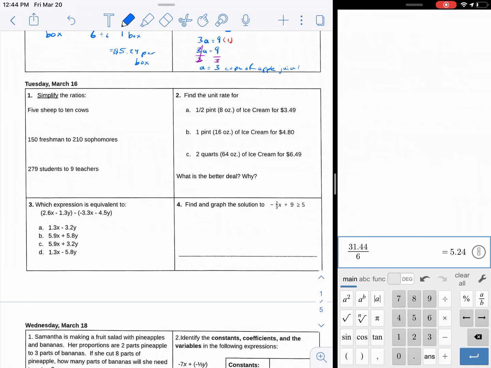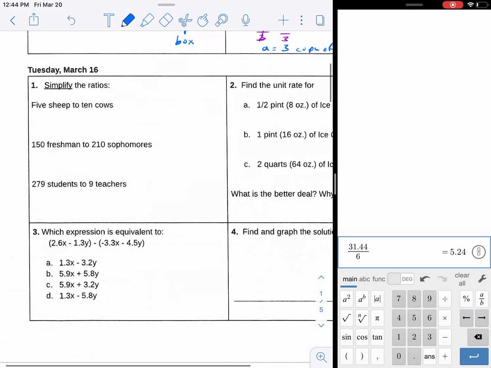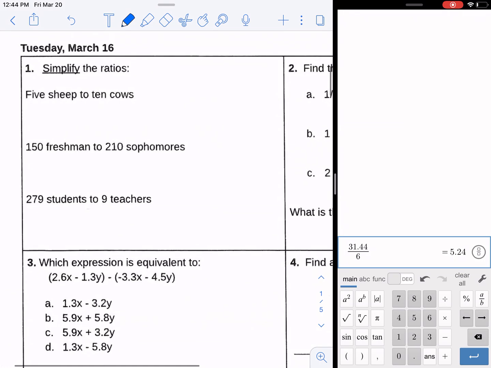Alrighty. Tuesday, March 16th. So let's see what we got. It says simplify the ratios. So it says 5 sheep to 10 cows. So we got 5 sheep for every 10 cows.